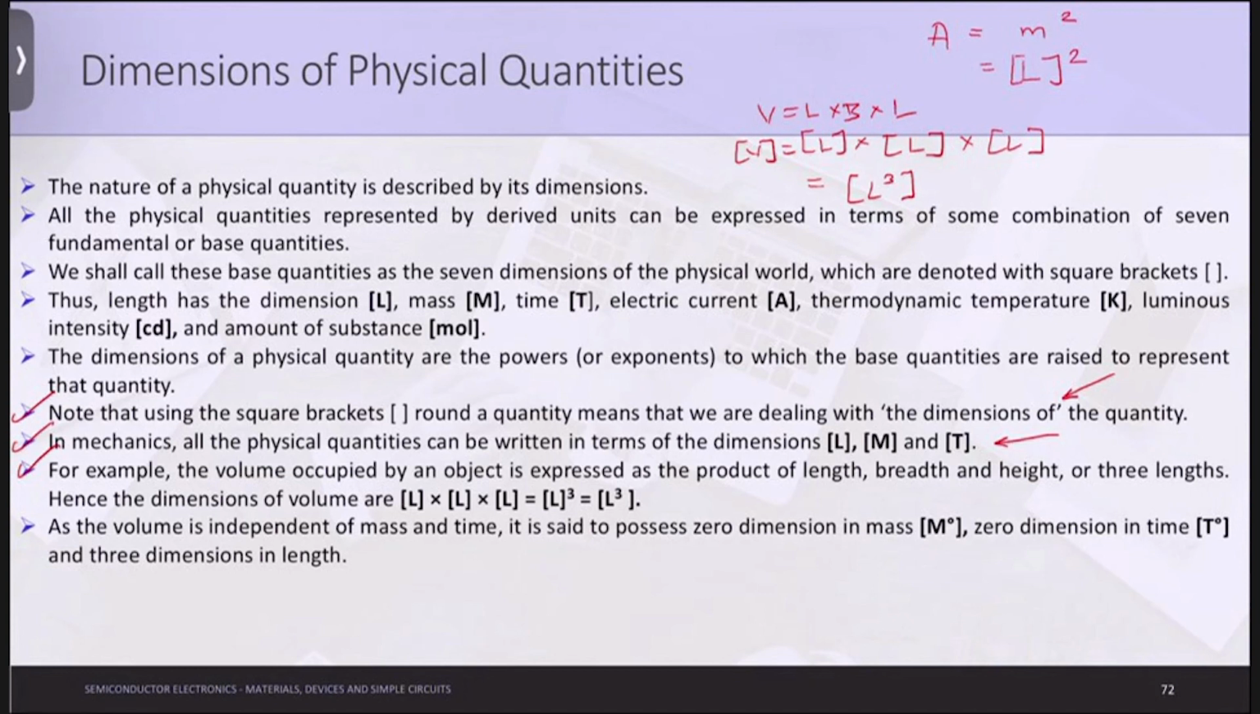As the volume is independent of mass and time, it is said to possess zero dimension in mass. So it's M^0. And similarly, T^0. Okay, because T has power 0, and anything with the power 0 will always give you the answer as 1.